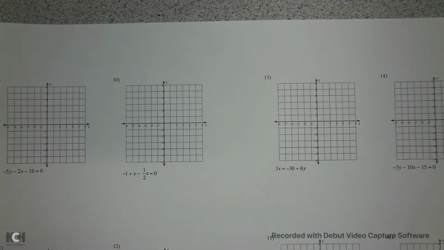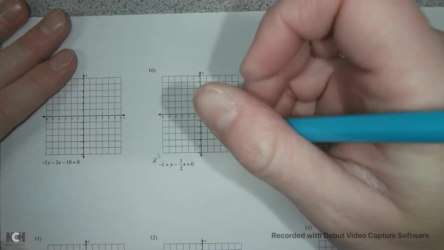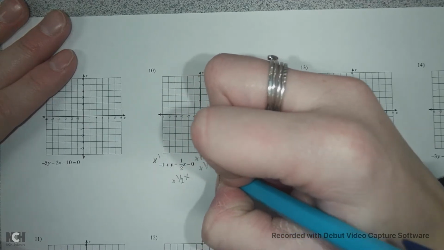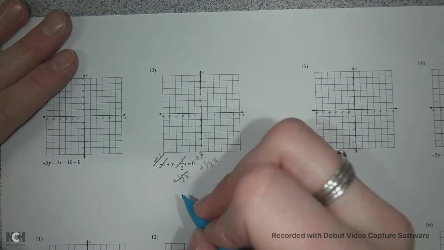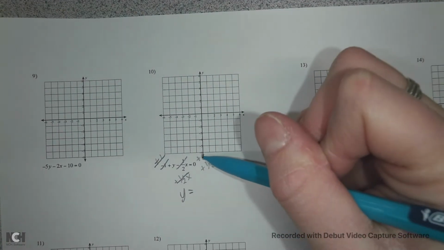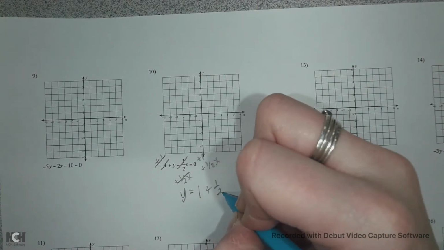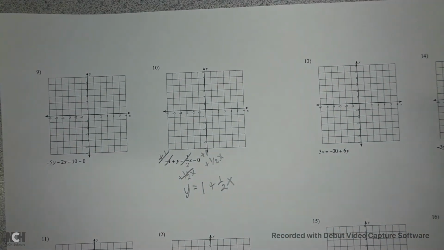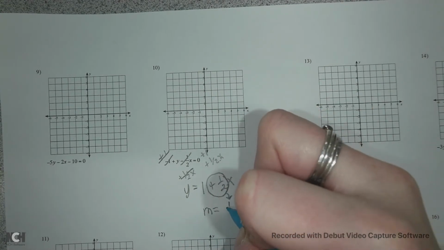Okay, number 10. So I need to get my y by itself. So the first thing I'm going to do is add 1 to each side, and I'm also going to add 1/2 x. Okay, so that cancels my 1 on the left and my 1/2 x on the left, leaving me just my y. Since I cannot add 1 and 1/2 x, then I just write them out: 1 and 1/2 x. They're not like terms because they both don't have x's. My y is by itself now. Okay, so my slope is whatever number is in front of your x, which is 1/2.